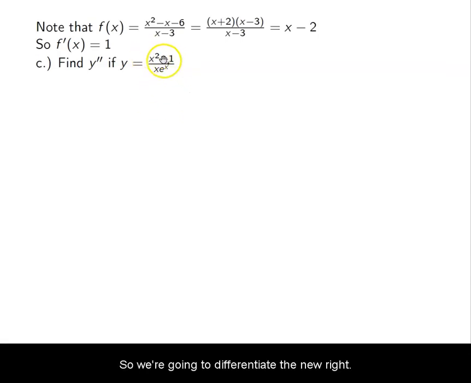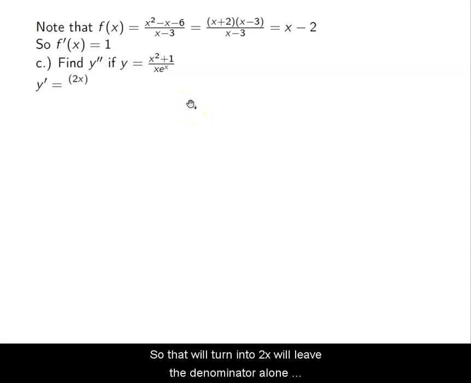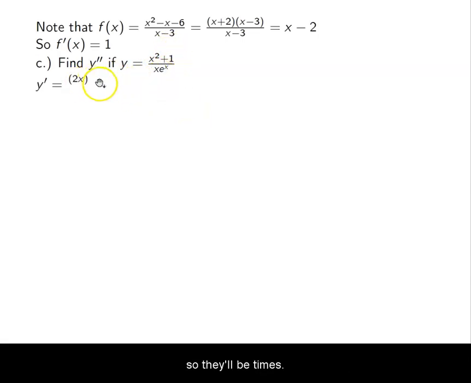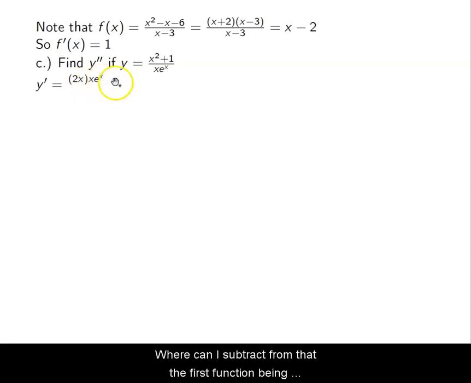So we're going to differentiate the numerator, so that will turn into 2x. We'll leave the denominator alone, so that'll be times x times e to the x. We're going to subtract from that the first function being left alone, so minus x squared plus 1.